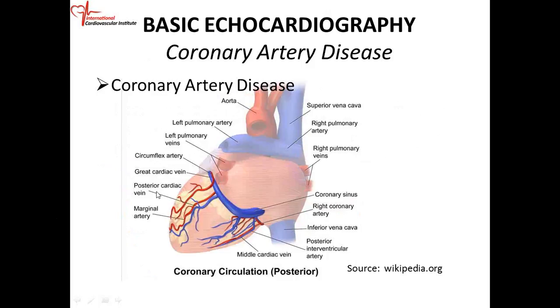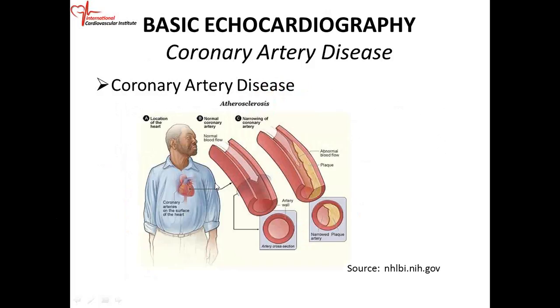All right. So just looking at the left circumflex, which loops around the back of the heart. So this is when the normal blood vessel is supposed to be smooth, no obstruction in the wall. Okay, so it's supposed to be a nice, smooth blood vessel. But when you develop plaque, this is what we call atheromatous plaque. So the buildup of plaque in the wall, which limits the blood flow.